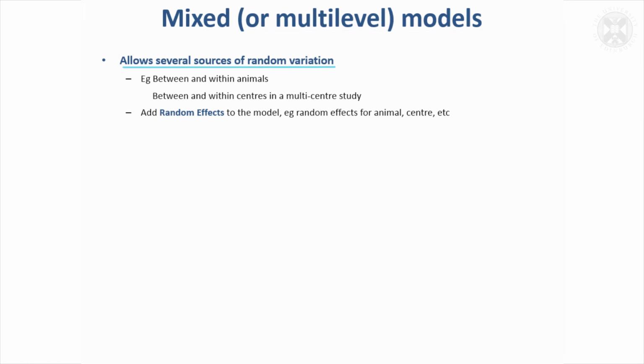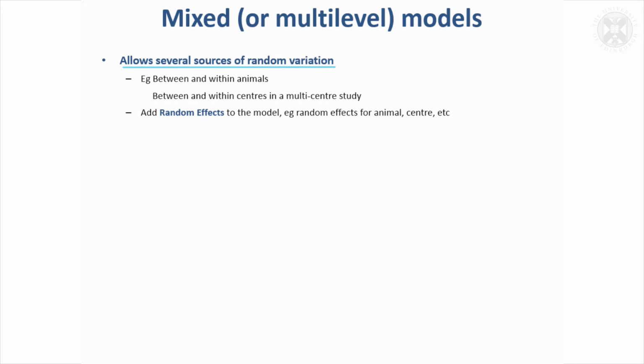The mixed model does different things, but one thing is it allows for several sources of variation. So you might have variation between animals and within animals, as we might do with our crabs. If you were analysing a study where there were different centres or farms, then there would be variability between the centres or farms and within them. And so you can build that into the model. You can sort of partition your variation, your random variation.